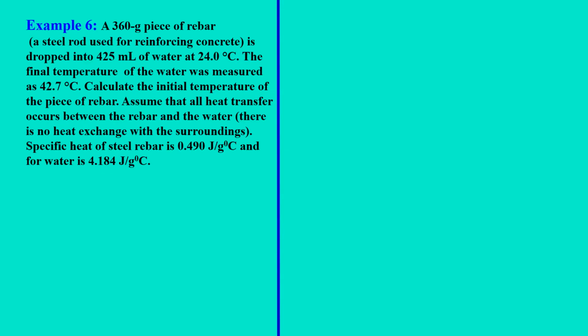Example number 6. A 360 gram piece of rebar, this is a steel rod used for reinforcing concrete, is dropped into 425 ml of water at 24.0 degrees Celsius. The final temperature of the water was measured as 42.7 degrees Celsius. Calculate the initial temperature of the piece of rebar. Assume that all heat transfer occurs between the rebar and the water. There is no heat exchange with the surroundings.